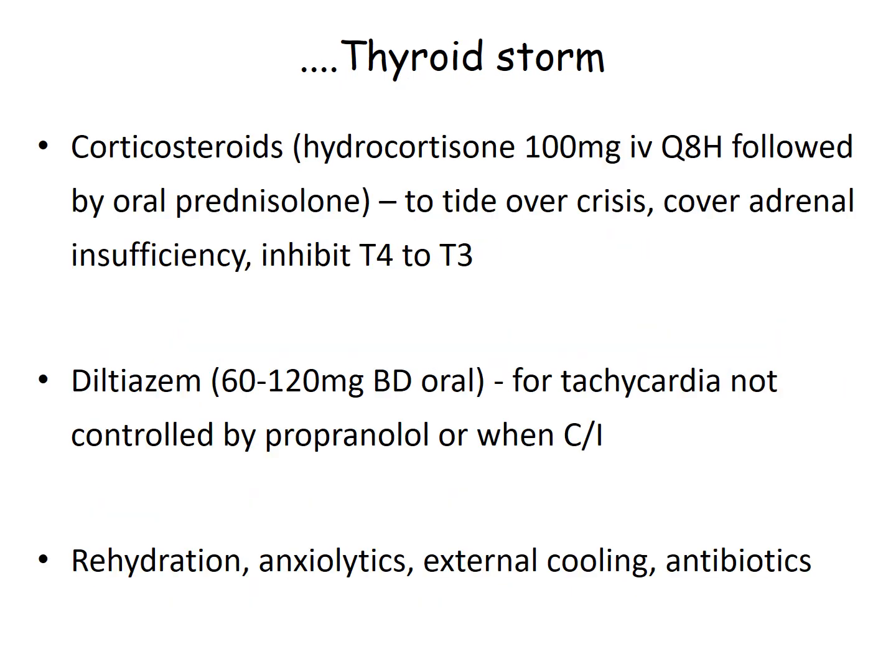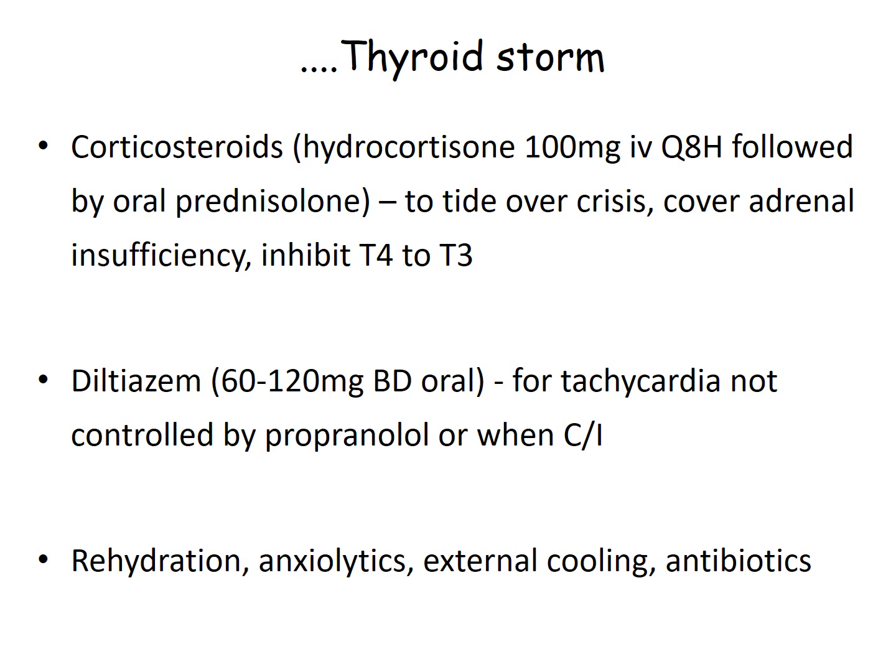Along with that, corticosteroids, our emergency hormone: hydrocortisone, a short-acting corticosteroid, 100 milligrams IV 8 hourly, followed by oral prednisolone, to tide over the crisis, to cover adrenal insufficiency, or to inhibit T4 to T3 conversion. So these corticosteroids have an additional action of inhibiting T4 to T3. In this emergency situation, to tide over this crisis, we usually use corticosteroids. And diltiazem to control the tachycardia.